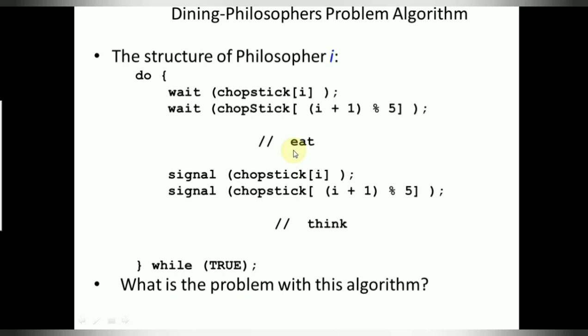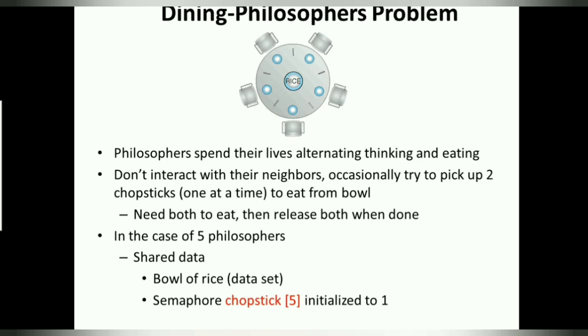Now let us think about a situation. What if all the 5 philosophers are hungry at the same time? And what if all 5 philosophers pick up 1 chopstick? It ends up in an infinite deadlock. What happens is, all the 5 philosophers are hungry, all the 5 philosophers have picked up a chopstick, and they are indefinitely waiting for another chopstick.